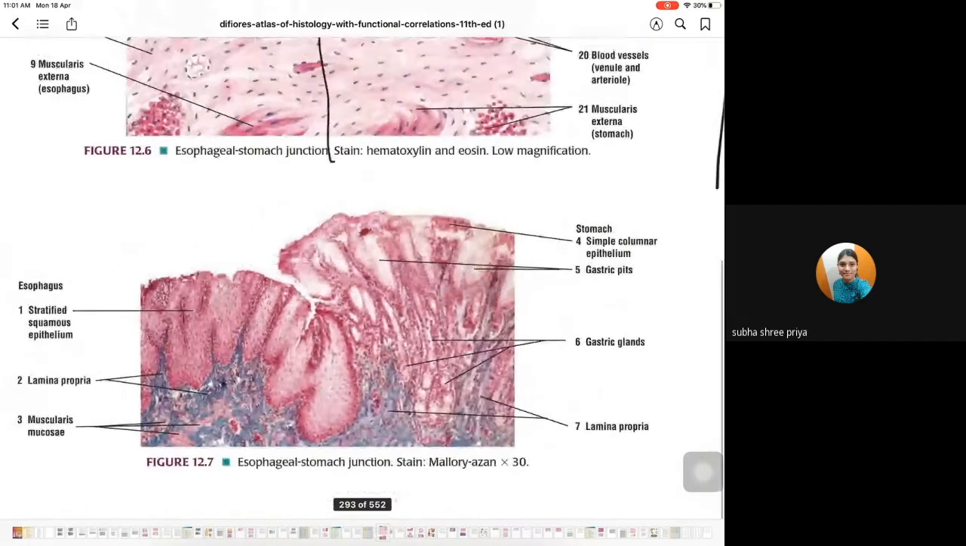Figure 12.7, esophageal stomach junction, stain hematoxylin and eosin. In esophagus, we are seeing stratified squamous epithelium, lamina propria and muscularis mucosa. On stomach, we are seeing simple columnar epithelium, gastric pits, gastric glands and lamina propria.